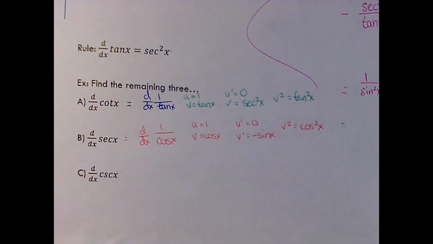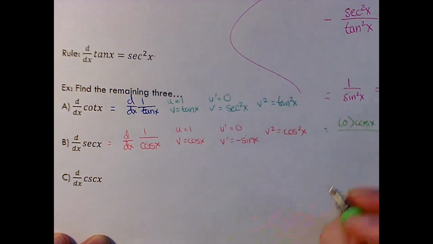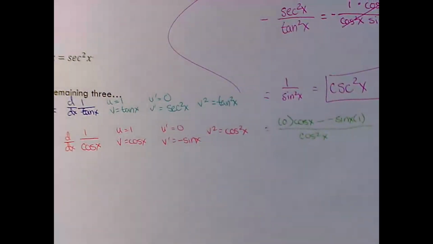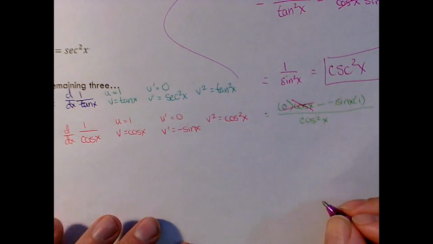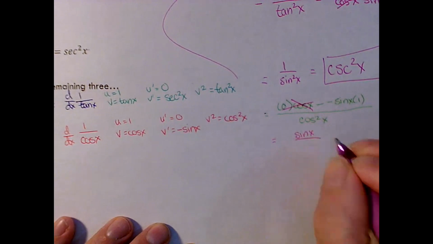Let's plug it into the quotient rule. U prime v is going to be 0 times cosine, minus v prime, which is negative, so a double negative, sine x times u, which is 1, over cos squared x. So the negatives go away, you become positive sine x, and watch how I write out cos squared x on the bottom.